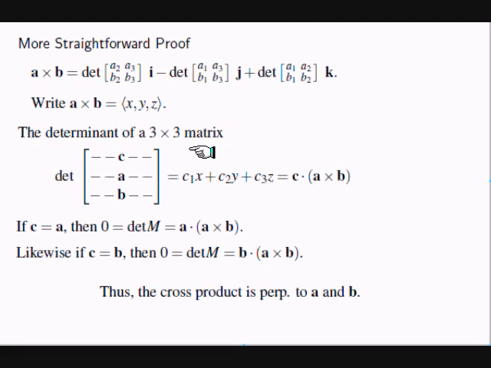So although this is a straightforward proof, it has a very good generalization to higher-dimensional situations.